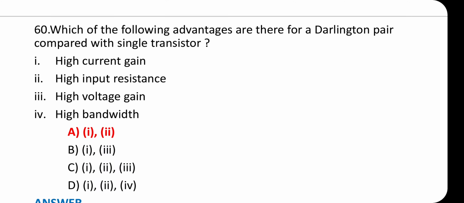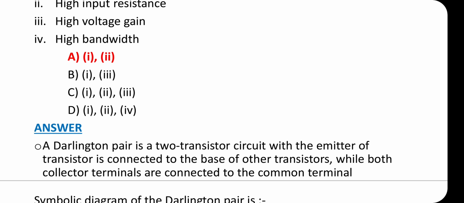The last question of this video is 60. Which of the following advantages are there for a Darlington pair compared with a single transistor? The answer is option A, 1 and 2. High current gain and high input resistance.